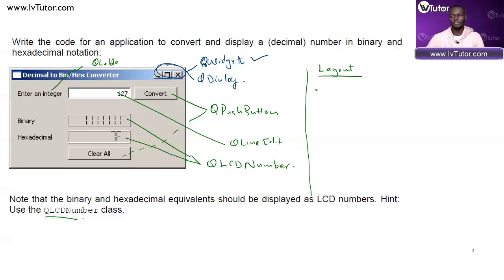The first one is the QHBoxLayout. And H here stands for horizontal. And in the same way, we've got a QVBoxLayout. And V here stands for vertical. And the last one I want to touch on is the QGridLayout. And this one just says it in the name, right?